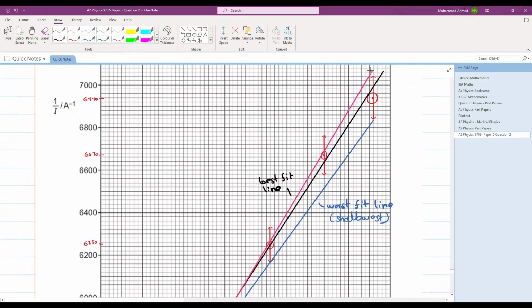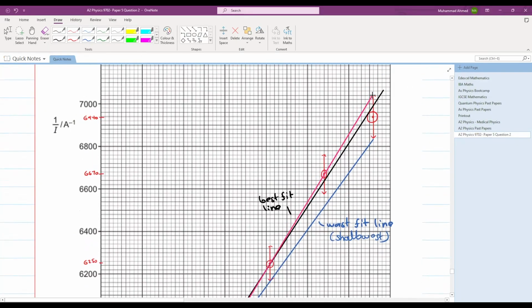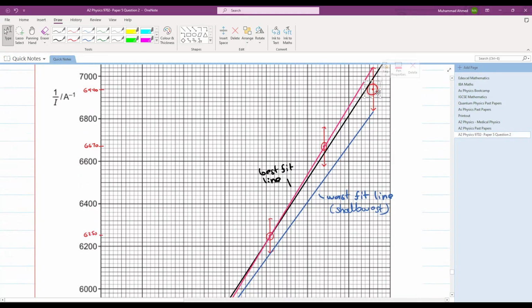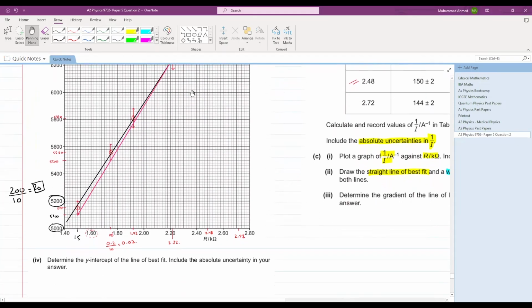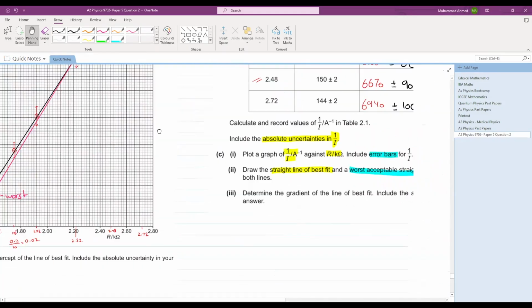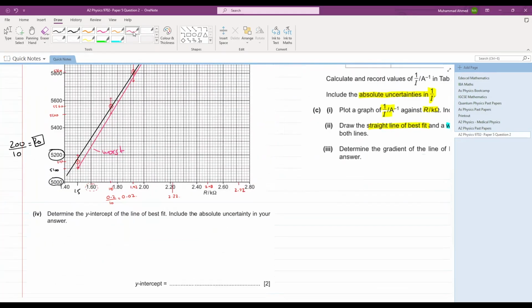Now I prefer to keep the steepest possible line, so I will be removing the blue one. Also, because blue color is not my favorite one, so I will be removing it. Perfect. So, pink line or the steepest worst fit line is what I have drawn here. You can draw either one, your answers will remain same. This is the worst acceptable line or worst fit line, whatever you want to say. Worst acceptable straight line is what the examiner has mentioned, so we will also write it here. Worst acceptable line. Perfect.